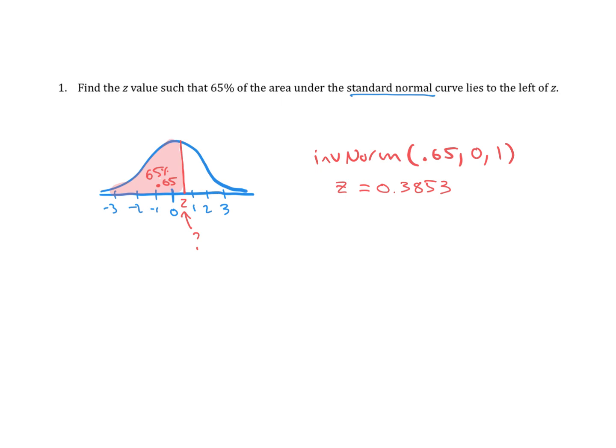We could also call that the 65th percentile. The 65th percentile is the number where 65% of the data falls below.